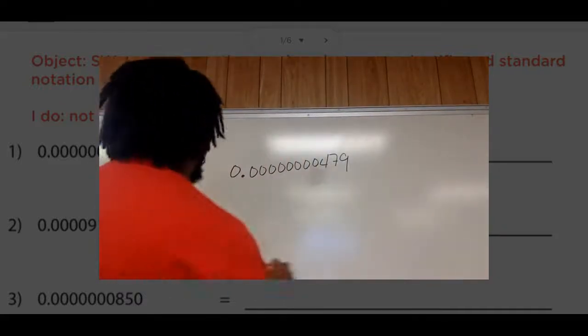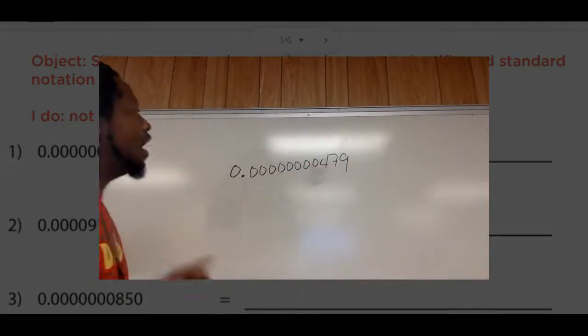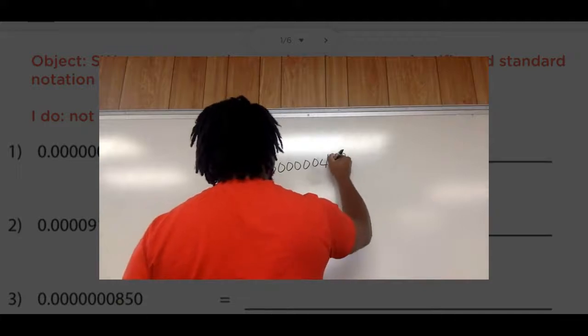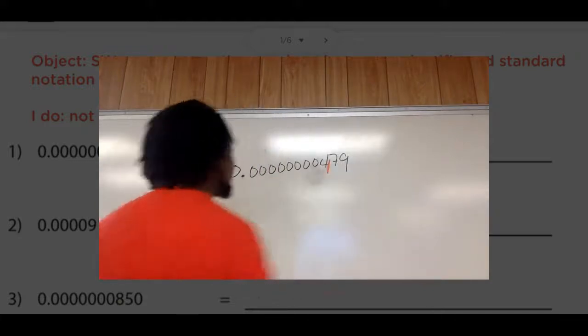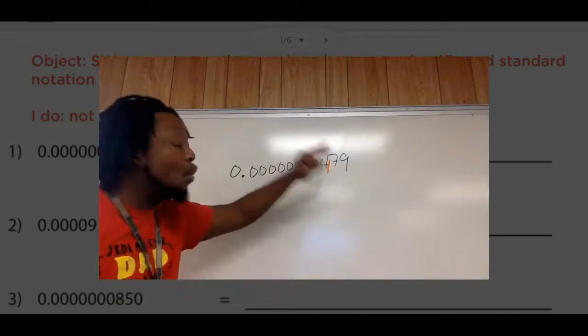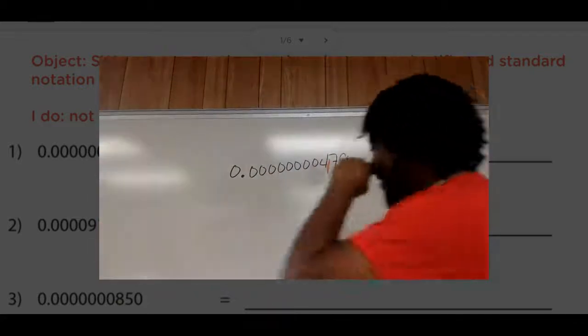I got this number on the board. This is the standard form, and we need to convert that to scientific. This principle is still the same as yesterday. The decimal point needs to stop in between these two digits. There should always be one number to the left of the decimal point in scientific notation.